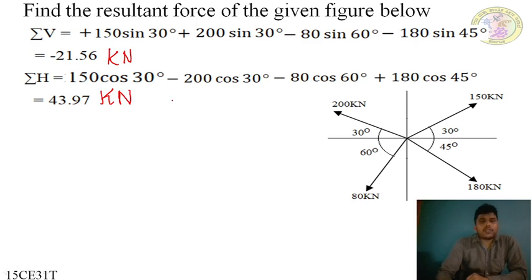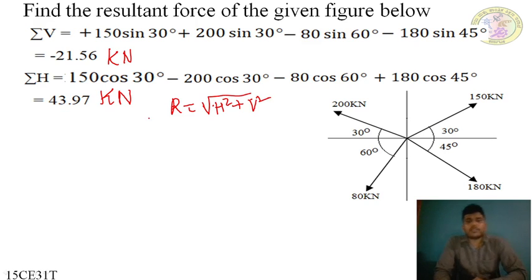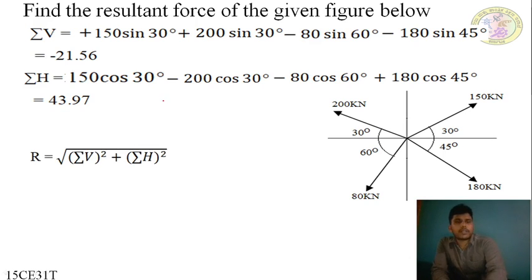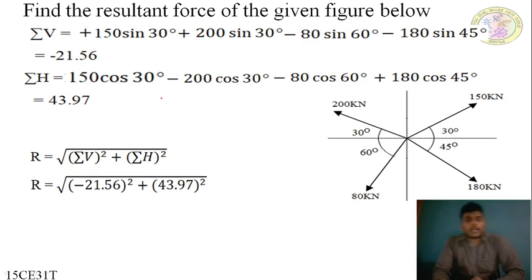Then we have to calculate the resultant force. R is equal to the square root of sigma H squared plus sigma V squared. Substituting H and V, we get the resultant R as 48.97 kilonewton.